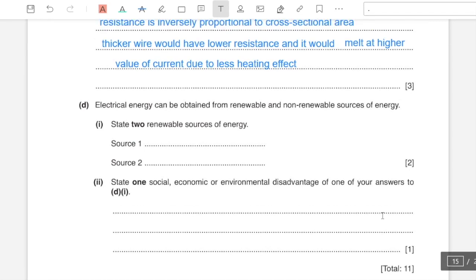Electrical energy can be obtained from renewable and non-renewable sources of energy. One, state two renewable sources of energy. There are a lot of energy sources which you can use over here. I'm going to go with hydroelectric and solar energy.